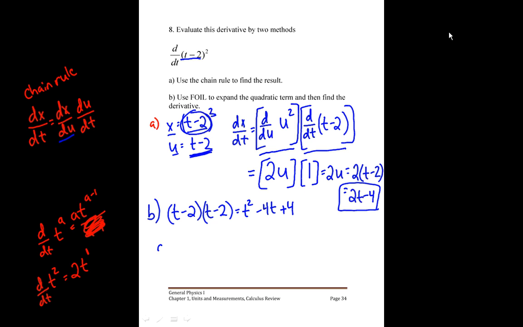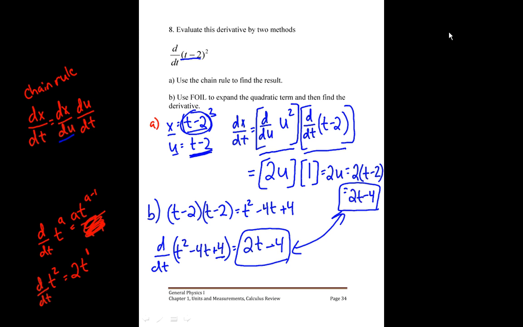And then I just say, what is the derivative of t squared minus 4t plus 4? That's going to be 2t minus 4. The derivative of 4 is 0. 2t minus 4. So you see that those two match. We'll be doing derivatives throughout the semester, so this is really just the beginning, but they won't get much more complicated than this.